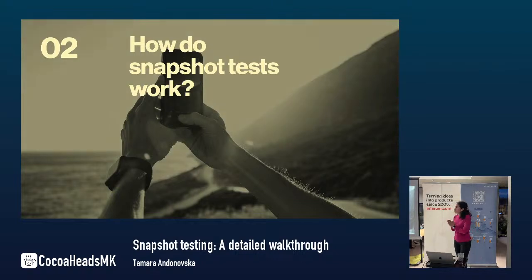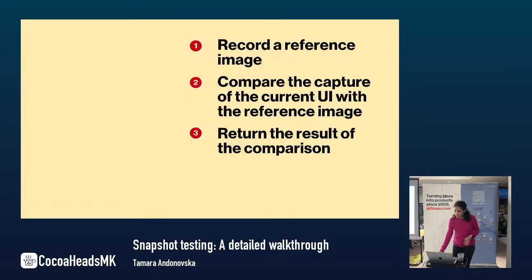How do these tests work? The snapshot testing process takes place in 3 phases or 3 steps, which are quite simple. The first one is recording a reference image. This reference image, also known as a snapshot, is practically a capture or a screenshot of the user interface, and it has to be taken when you know that your UI looks the way it's supposed to, which is usually done at the beginning. It works.